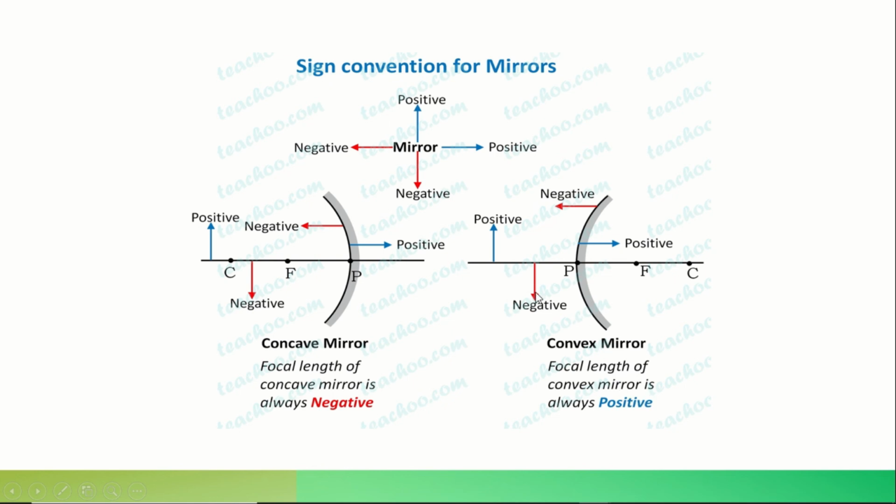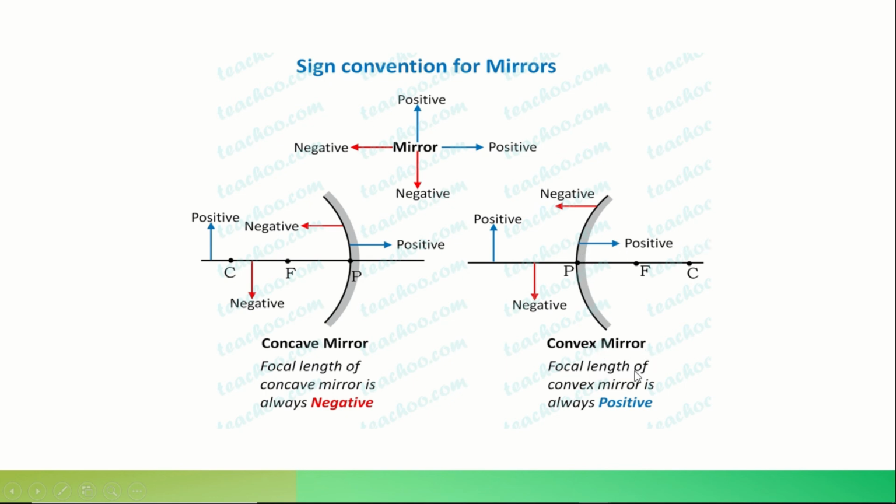Coming to the convex mirror, here also the object or image which is above the principal axis will be positive and which is below the principal axis will be negative. So this is the convex mirror, and whatever is on the left hand side is taken as negative. The distances on the left hand side are taken as negative and the distances on the right hand side are taken as positive.